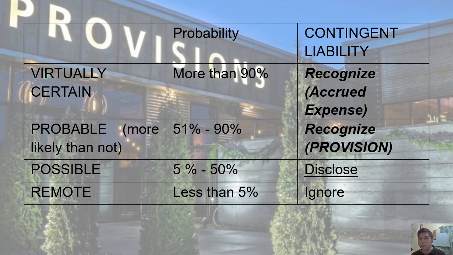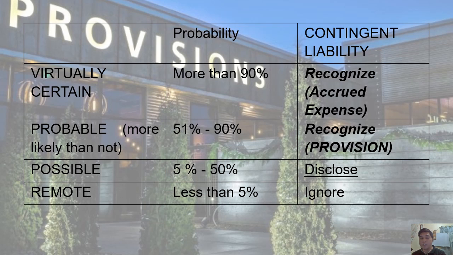If the probability is virtually certain, basically that is more than 90%. If it is more than 90%, then we can say that the transaction is considered an accrued expense, and since it is an accrued expense, it requires a journal entry. Next, if the item is probable, meaning more than 50% but not more than 90%, then it is considered a provision. A provision must be recognized. When recognizing a provision, we just need to debit an expense account or an estimated cost of loss, and on the credit side, an estimated liability.